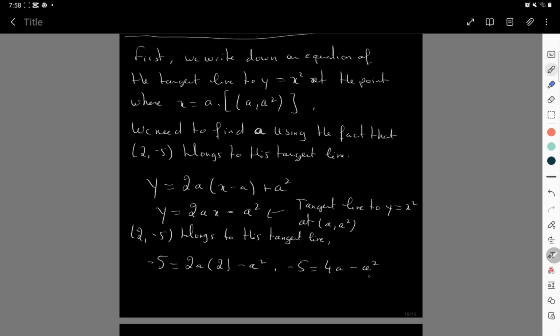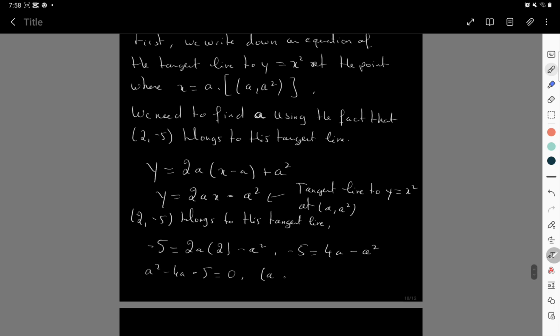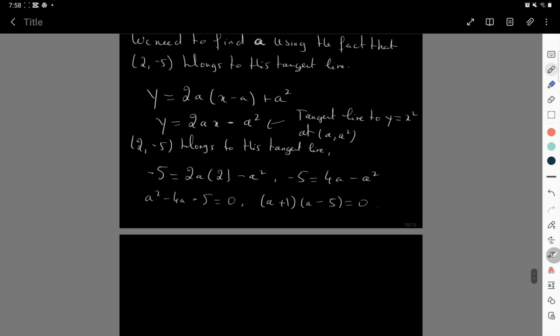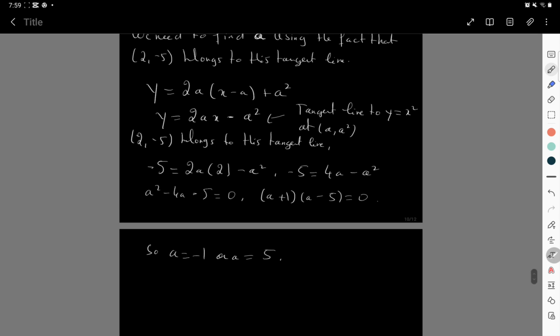Then what do we get here? Well, let's put everything on one side: a squared minus 4a minus 5 is equal to 0. Now, can we factor this? We can. So this is just a plus 1 times a minus 5 equals 0. So a is equal to minus 1, or a is equal to 5. So the points where the tangent line passes through 2, minus 5 are just the points where a is equal to minus 1 or 5.